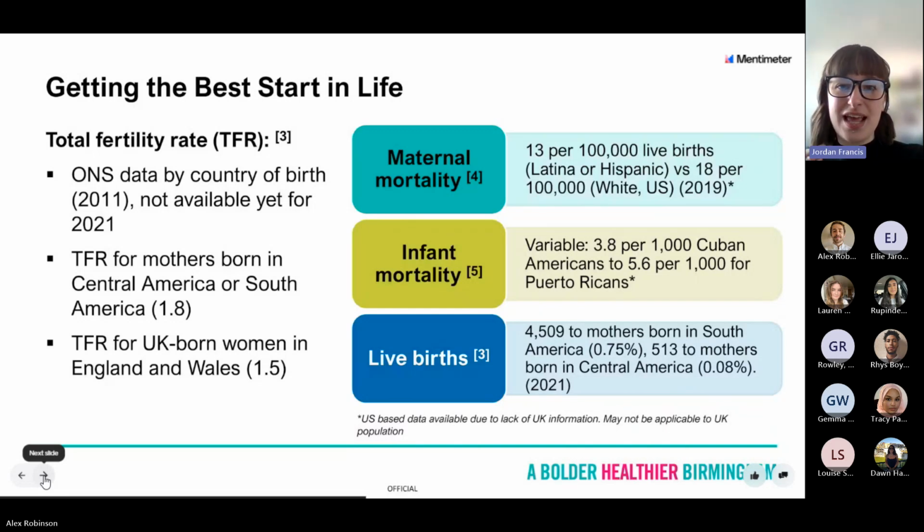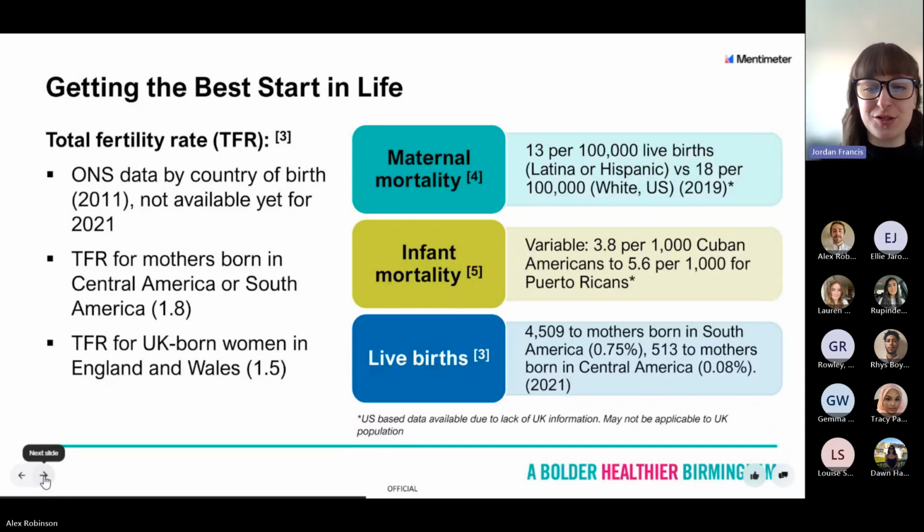And as there are completely different healthcare services in the US, it may be slightly different in the UK, and we may see a difference. In terms of infant mortality rate, we saw international findings that this was highly variable depending upon the specific country that was investigated, and it typically ranged between around 3.8 per 1,000 for Cuban Americans, to 5.6 per 1,000 for Puerto Rican Americans. This is on average higher than infant mortality rates in England and Wales, where the average was 3.6 per 1,000 live births. But again, not sure how this might translate to a UK-based picture.